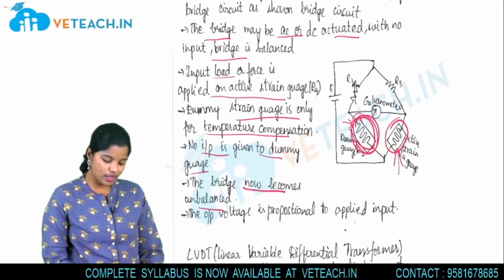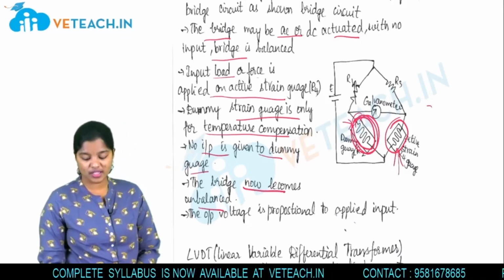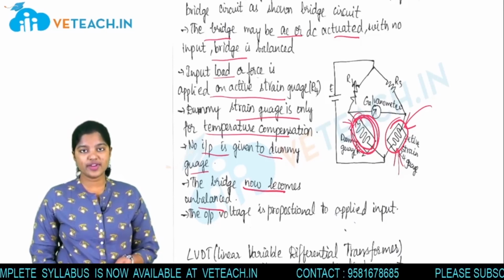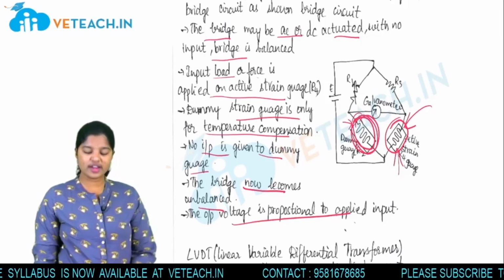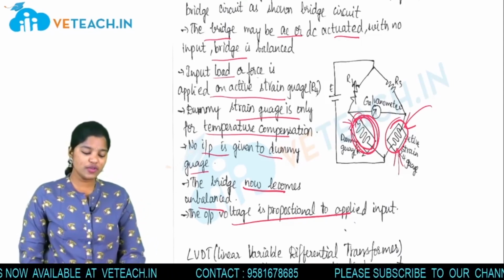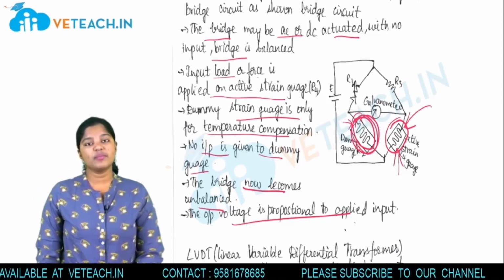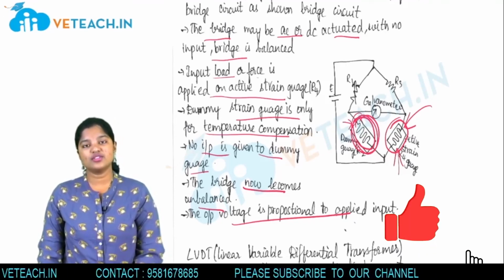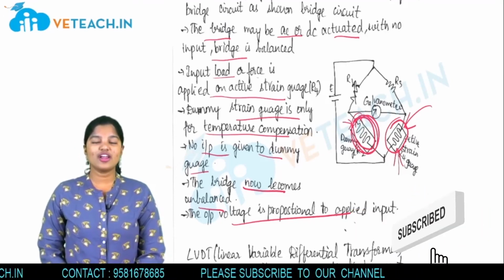The bridge now becomes unbalanced. Why does it become unbalanced? Because we are applying some force or pressure to the material attached to the strain gauge. Then the output voltage is directly proportional to the input. So, in this way, by using strain gauges, we can measure physical quantities such as force, stress, strain and so on. Okay. I hope you all understood it, students.